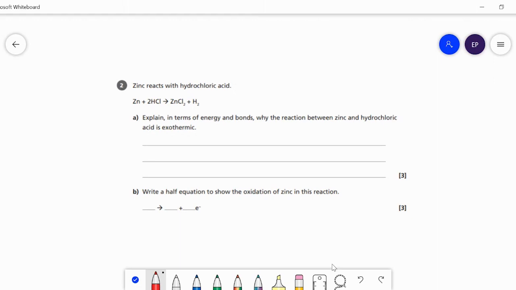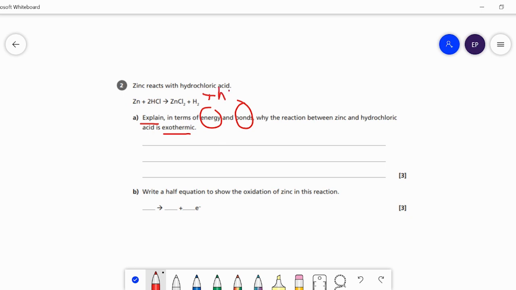Acid. We have the balanced symbol equation: zinc plus 2 lots of hydrochloric acid forms zinc chloride and hydrogen. A. Explain, in terms of energy and bonds, why the reaction between zinc and hydrochloric acid is exothermic.